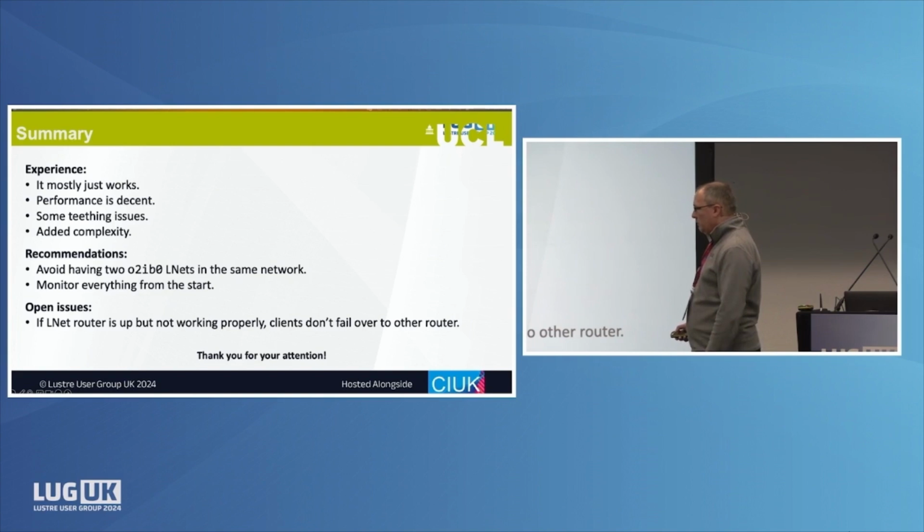And the issue that is really still nagging me is if we have this one LNet router up but not working properly, then the clients still try to use it instead of failing over to the other router, resulting in a system that actually works worse than if you have just one LNet router. So if anybody here has more experience with LNet routing and seen similar things, and maybe there's some configuration tweak that could be done to improve on that, I'll be happy to have a chat. And other than that, thanks for your attention.